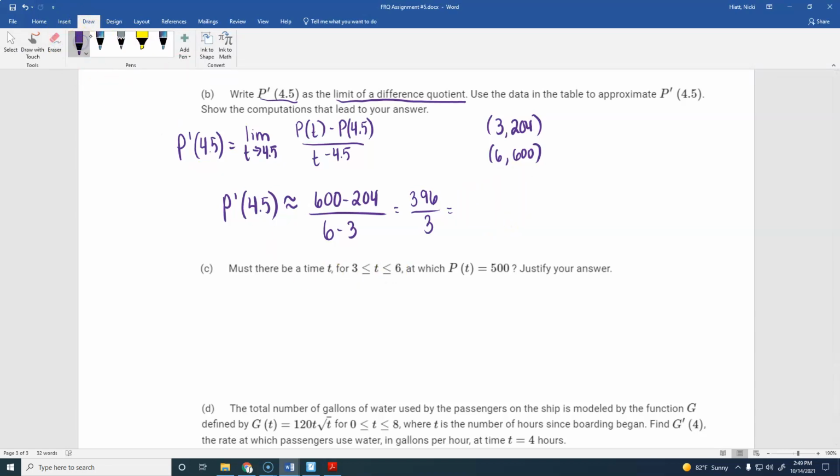On this one, you can leave it 396 over 3 if you want. Technically, you can leave it 600 minus 204 over 6 minus 3, because it asks you to write it as the limit of a difference quotient. That's what it's wanting. It doesn't ask you to find it. So it's just straight up asking you to write that. And so this is 132.